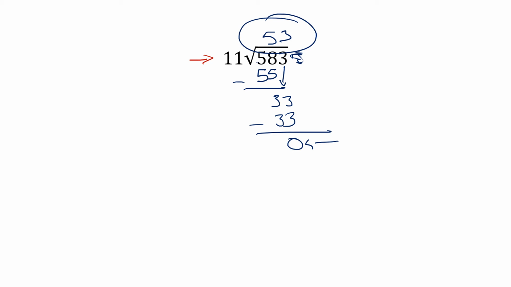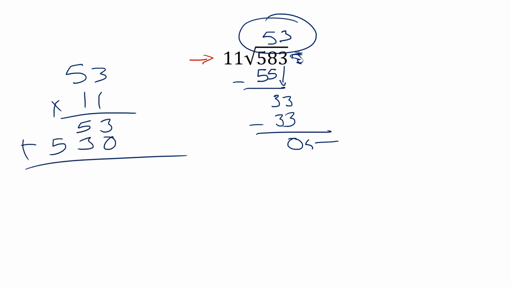Now, how do you check a division problem, aside from plugging it into the calculator? Well, we would check this one by setting up 53 times 11. 3 times 1 is 3, 3 times 5 is 15, so 0, 3 and 5 again. Multiply, add together, 583.